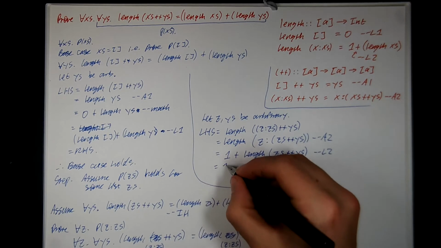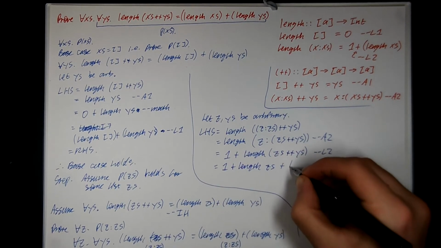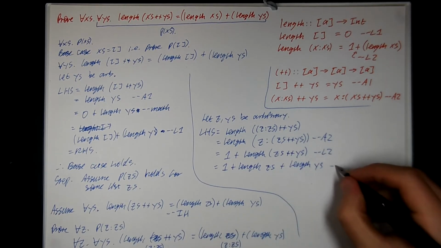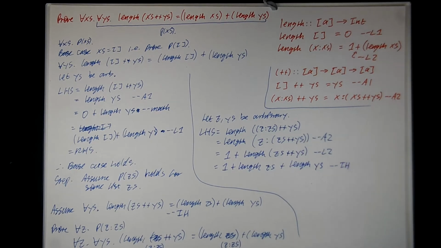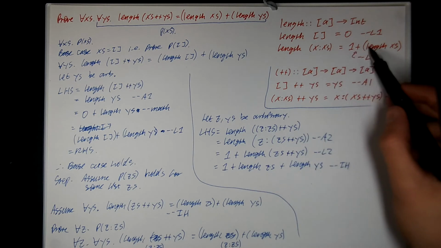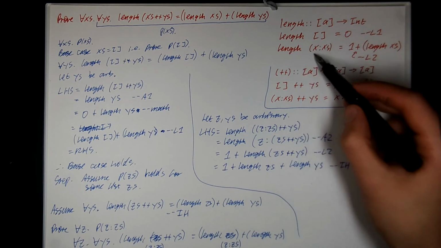At this point, this term here looks like my inductive hypothesis, so I can break it up. So you have 1 plus the length of zs plus the length of ys. And what rule said I could do that? The inductive hypothesis said I can do that. And now I've got to somehow keep going until it looks like this. So here's the thing I want to get to: length of z cons zs plus length of ys. And if we look at the definition of length, 1 plus length xs is going to be equal to length x cons xs for any x.